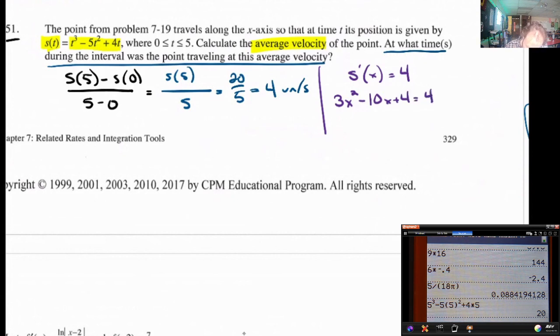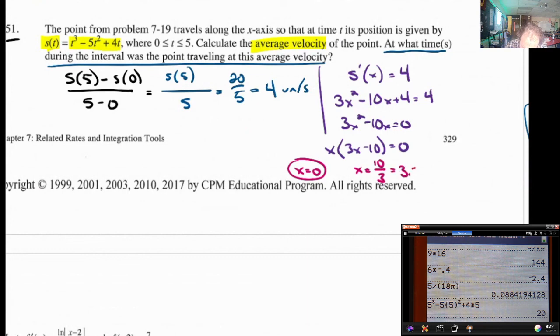If we subtract the 4 from both sides, we get 3x squared minus 10x equals 0. We can now factor the x out and get x times 3x minus 10 equals 0. We can use that zero product property from before. This happens at x equals 0, which seems kind of weird, but then it also happens at 10 over 3, which is about 3.3 repeating. Those are the two places where you actually get that same velocity.